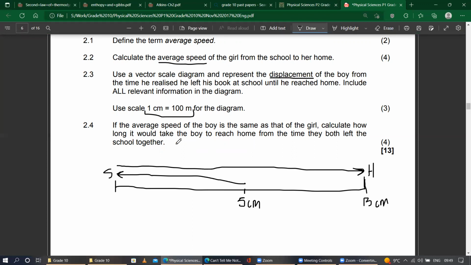Yeah, that's all. Midway he realizes that he forgot his school bag, so there's a vector to show that. Did you mark the directions of the arrows? Yeah, let me just highlight it.